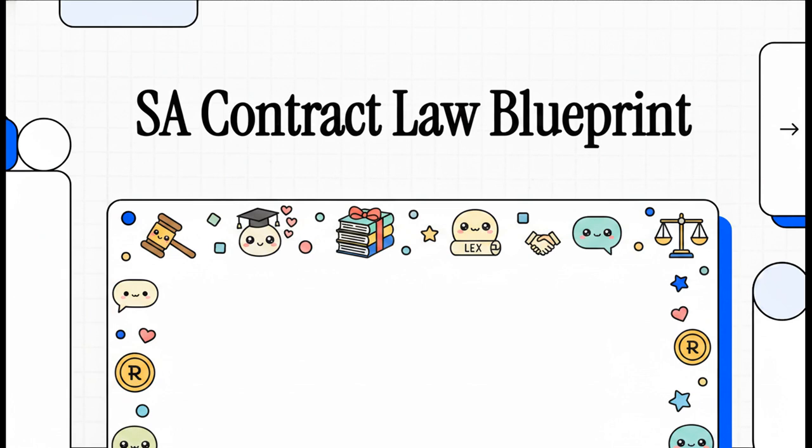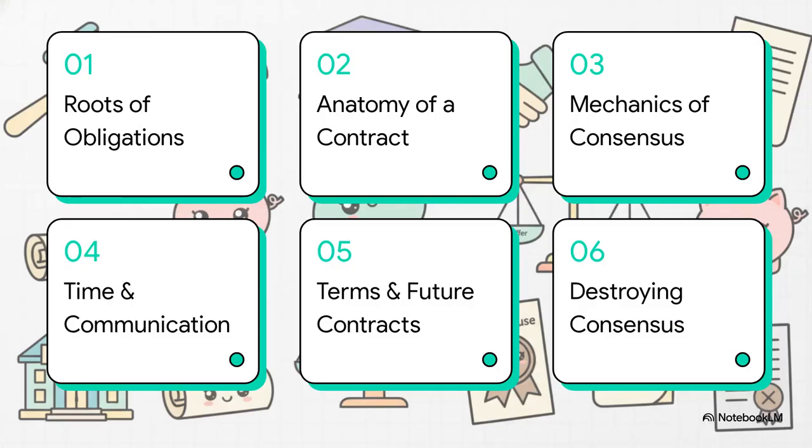Let's get into it. Okay, here is our roadmap for today. We've got 6 big buckets. Number 1, roots of legal obligations. 2, anatomy of a contract. 3, the mechanics of consensus. 4, time, place, and communication. 5, terms and future contracts. And finally, number 6, factors destroying true consensus.